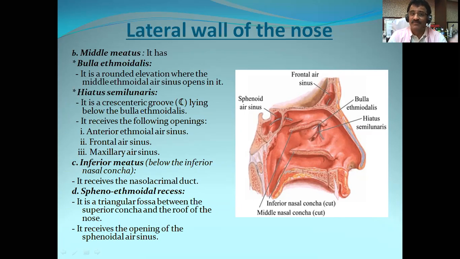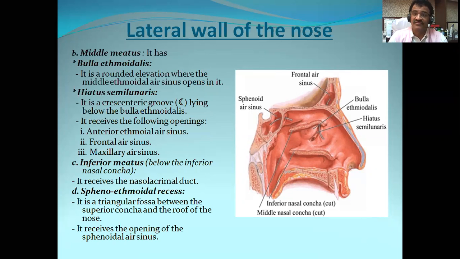It receives 3 openings. Altogether, 3 openings are present in the hiatus semilunaris. One is the anterior ethmoidal sinus, the ethmoidal sinus that was remaining. Next is the frontal air sinus, and third is the maxillary air sinus. So all the 4 pairs of sinuses get covered here itself, I mean frontal, ethmoidal, sphenoidal, and maxillary. The sphenoidal sinus is yet to be seen. We'll see that later on.